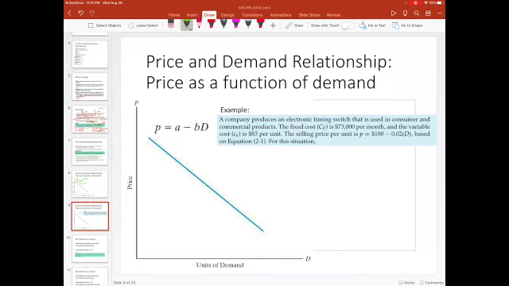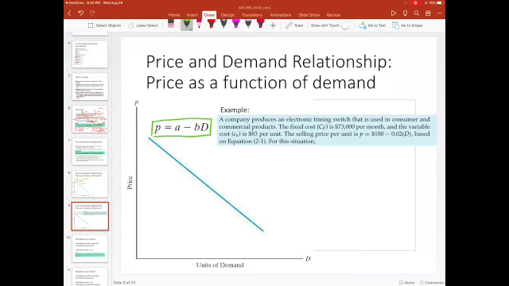Our relationship between price and demand is always a line going down, and a general formula for this relationship is written as P equals A minus BD. Depending on different types of products, the A and the B could be different. P is the dependent variable, and D is the independent variable. Now the example, what does it say?